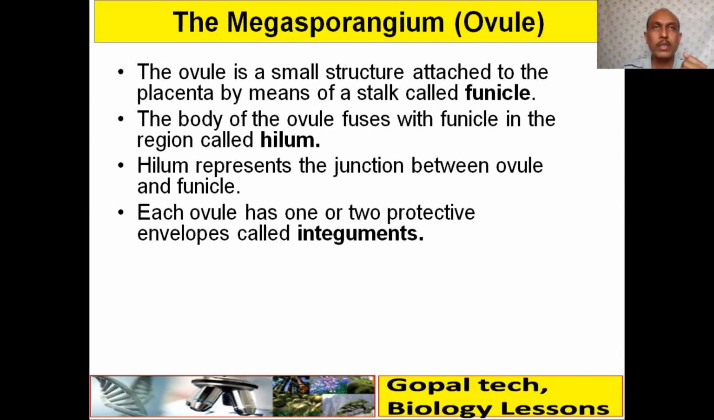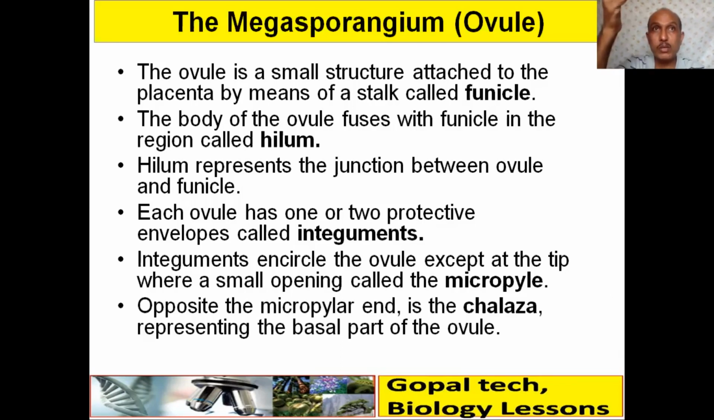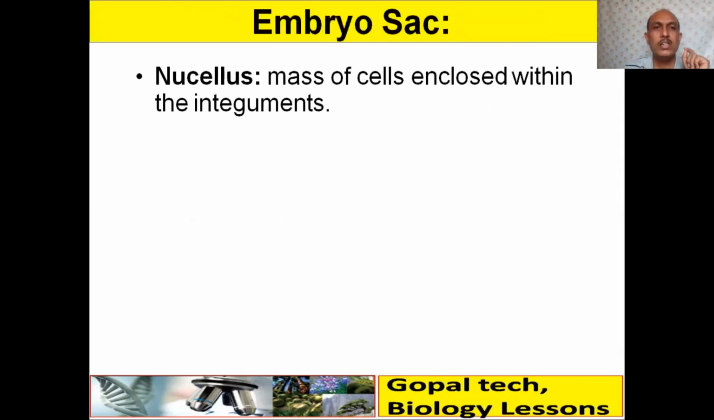You see that diagram. Each ovule has one or two protective envelopes that are called इंटुगुमेंट्स. यही इंटुगुमेंट्स आगे जाके सीड कोट बनते हैं. Integuments encircle the whole part except at the tip where a small opening is there, और उस opening को हम बोलेंगे micropyle या micropyle end. Opposite the micropyle end, उसके बिल्कुल opposite, there is the chalaza representing the basal part of the ovule, base and up. Okay, you can see here.